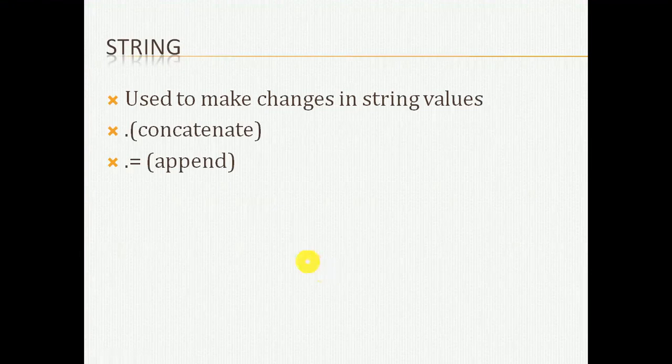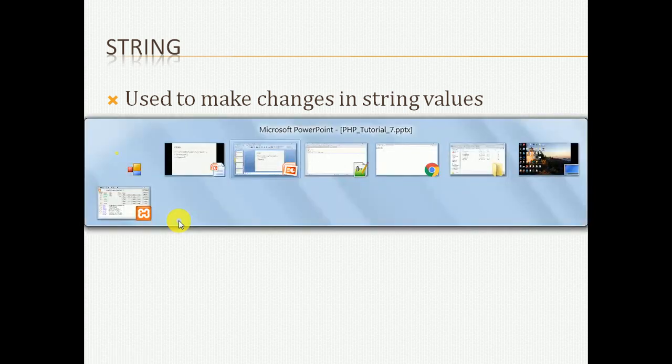Moving ahead, let's talk about string operators. So they are used to make change in the string values. There are two string operators that we have. One is the concatenation operator, which is dot, and another one is the append operator, which is dot equal to. Now let's look into it using an example.